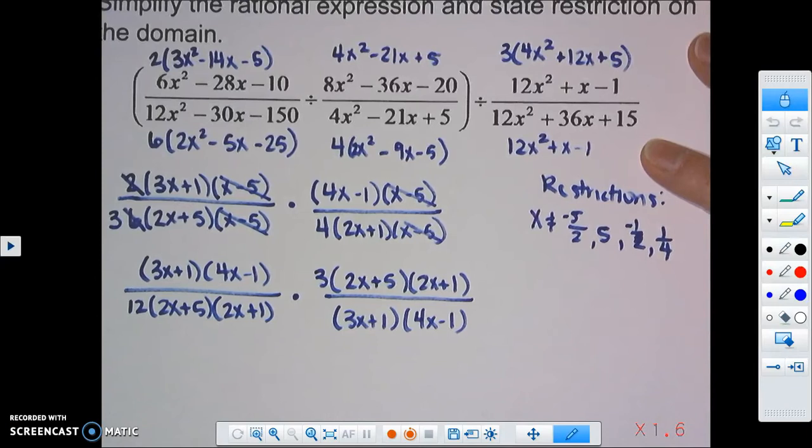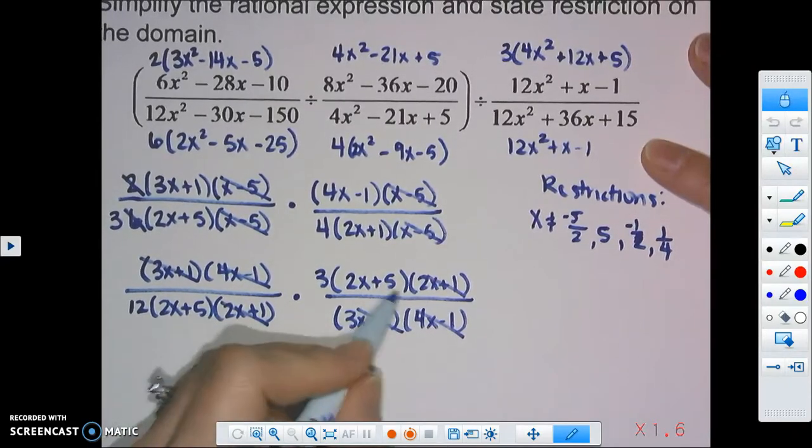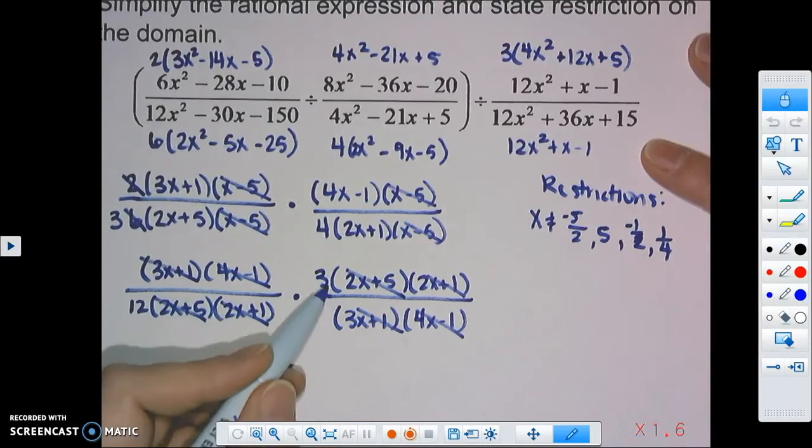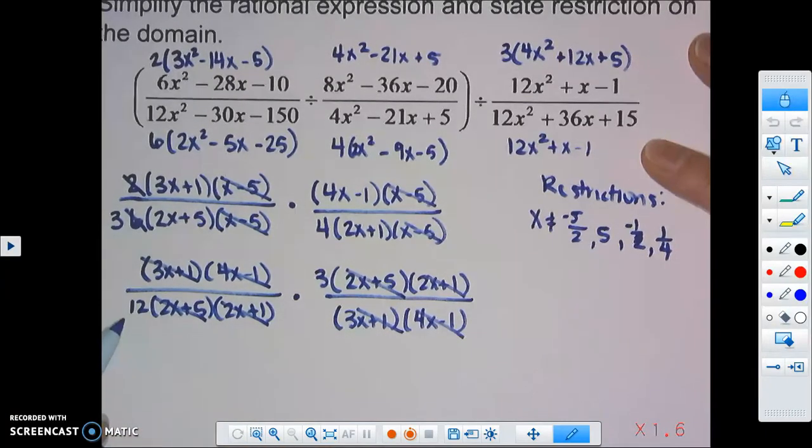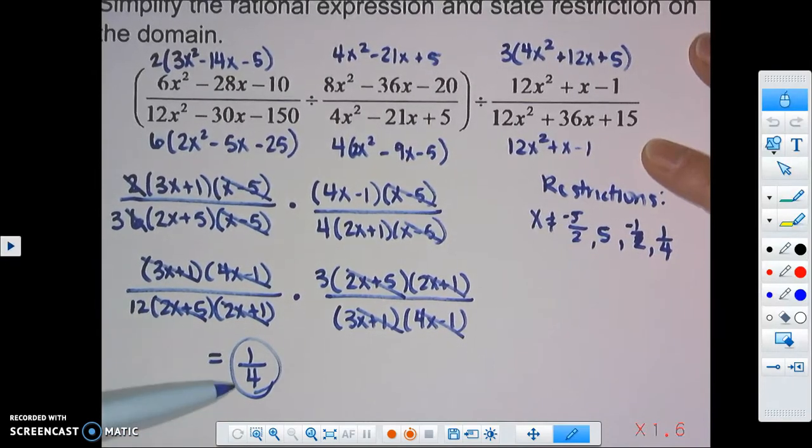Last step is to simplify out whatever we can. So 3x plus 1's go away, 4x minus 1's go away, 2x plus 1, 2x plus 5. We have these monomials, so 3/12 is going to give us 1/4. All of that at the beginning ended up being a super nice answer in the end.